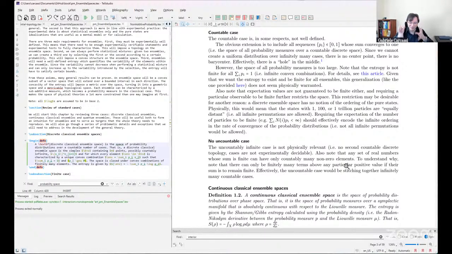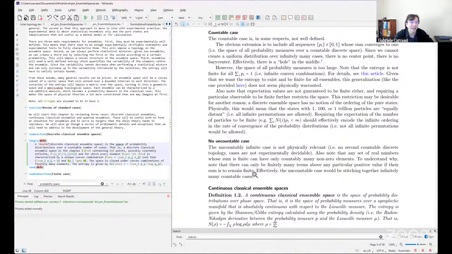If you say I have a set of numbers that sum to one, they can't be more than countably many. To understand why, note that there can only be finitely many terms above any particular positive value if their sum is to remain finite. So if I have a bunch of points and I assign a probability to each of them, and the total probability is finite, only finitely many can have a finite probability. If I extend this to infinity, then I can only have countably many. I'm never going to be able to reach uncountably many.